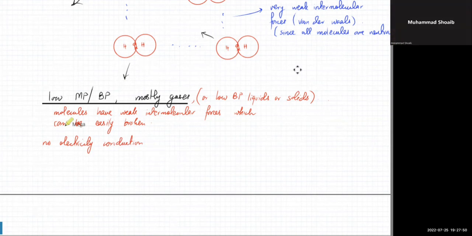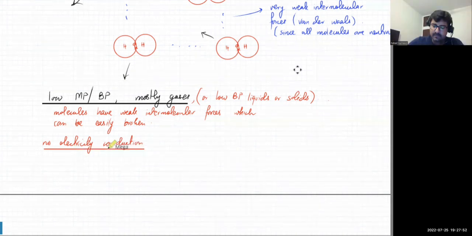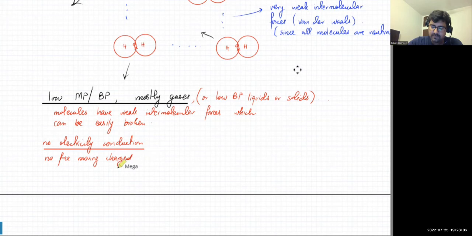Yes, sir. Okay, no electricity conduction. Why? Because no charged particles, no free moving charged particles. So no ions, no electrons freely moving around.